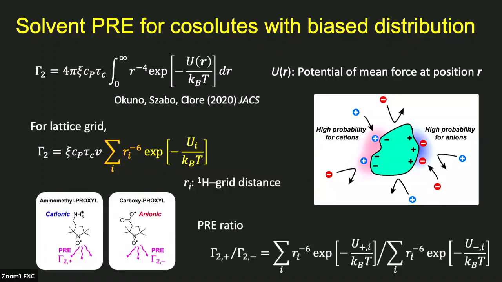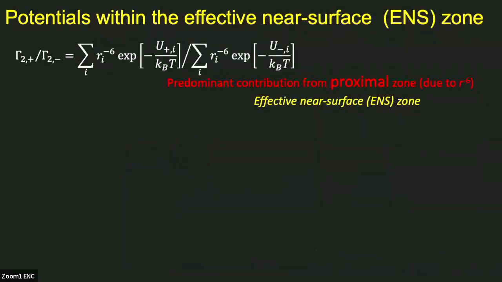And when we measure PRE for these two co-solute molecules and take a ratio, the ratio becomes in this form, and these terms can be canceled, assuming that the correlation time is identical for these two. And this ratio is governed by the co-solute molecules in a space very close to the observed nucleus.